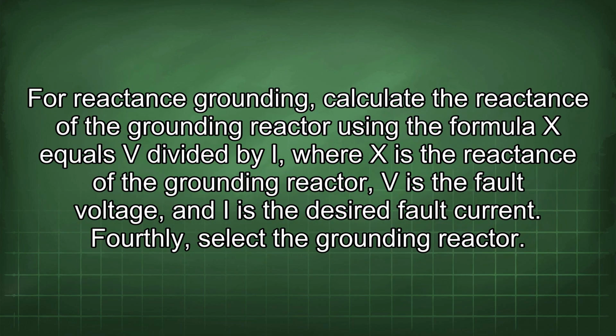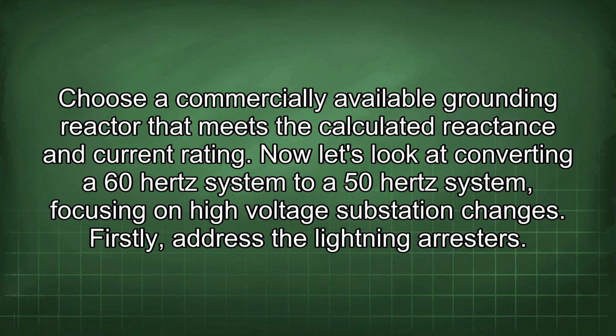For reactance grounding, calculate the reactance of the grounding reactor using the formula X equals V divided by I, where X is the reactance of the grounding reactor, V is the fault voltage, and I is the desired fault current. Fourthly, select the grounding reactor. Choose a commercially available grounding reactor that meets the calculated reactance and current rating.